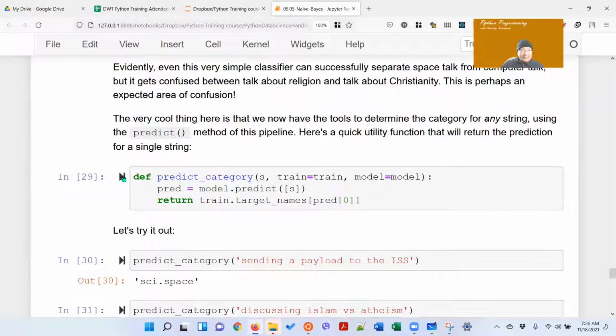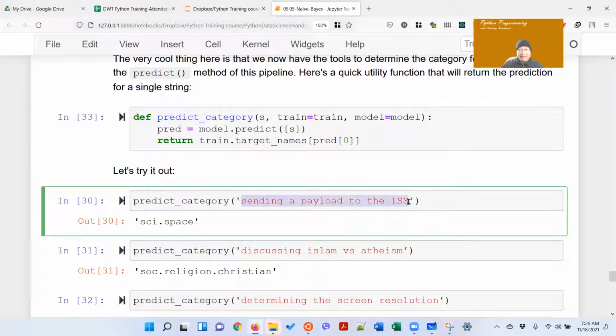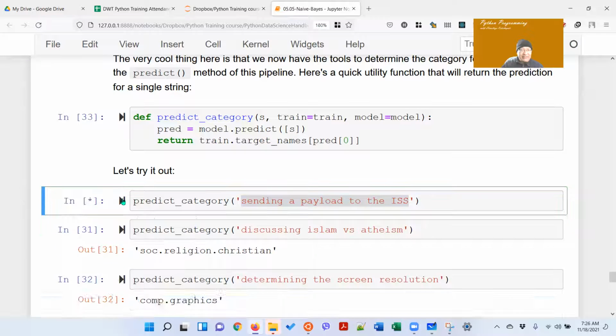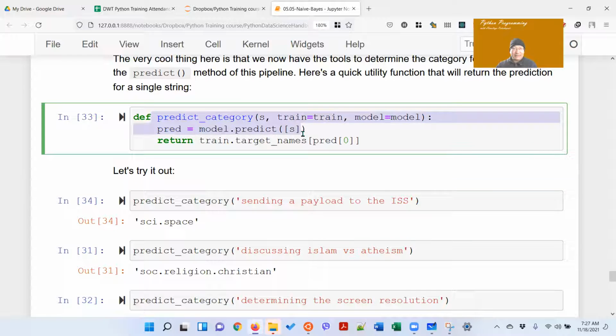Okay, let's see what this is. We can give our own text and make the model predict on it. You see, sending a payload to ISS. It's a good text. Still, the model can predict it. Your model, your function, right?